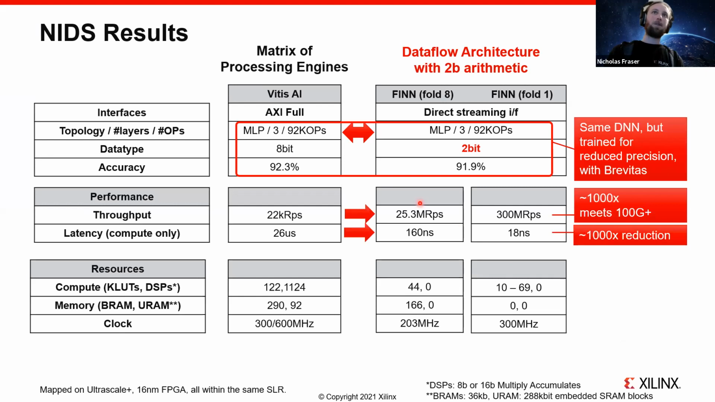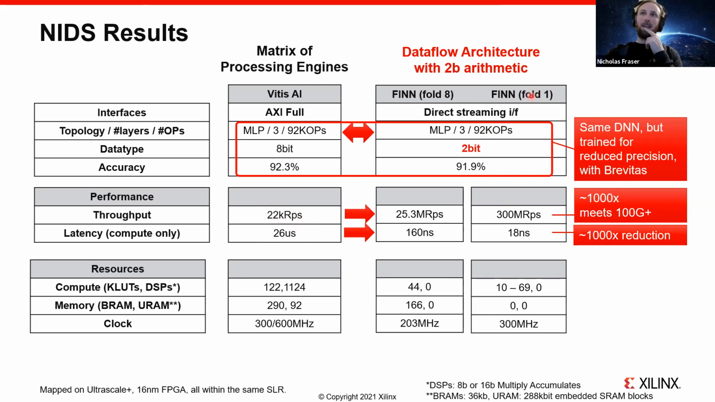This is the big difference between having a matrix of processing engines and having a data flow architecture. If you use Xilinx's product solution here, this is designed for a different scale of neural network. So it underperforms for this particular example, where you have something like a 3-layer multi-layer perceptron. It's capable of 22,000 inferences per second, achieves pretty high accuracy with 8 bits as the data type. Here we have the same network, by the way, and we're talking tens of microseconds of latency.